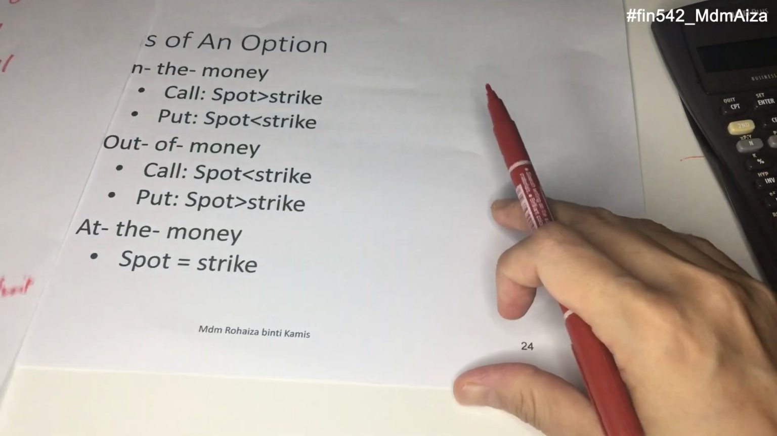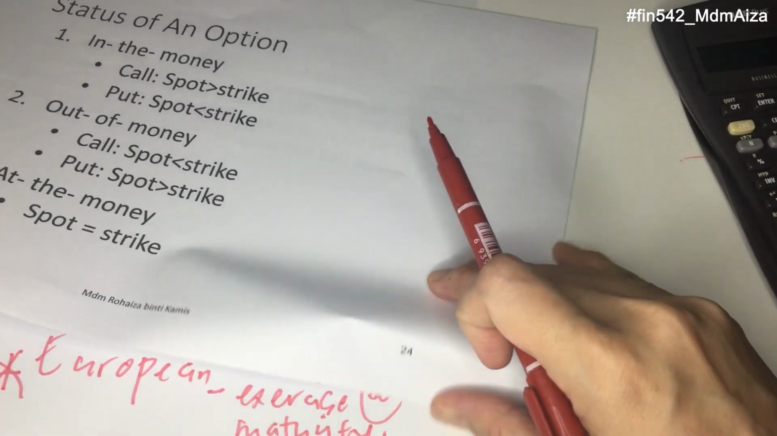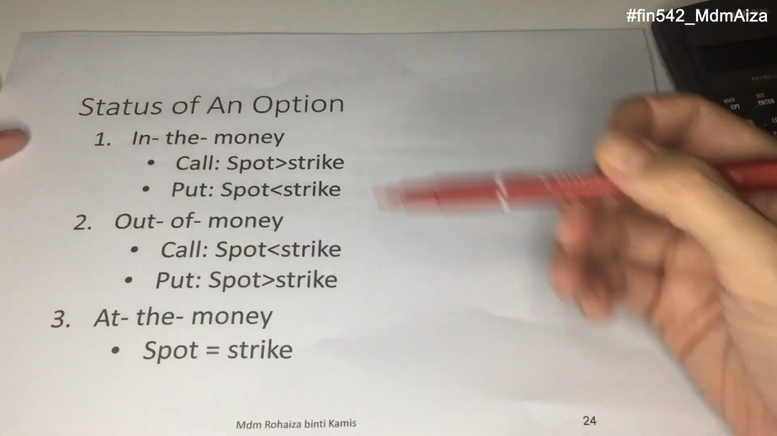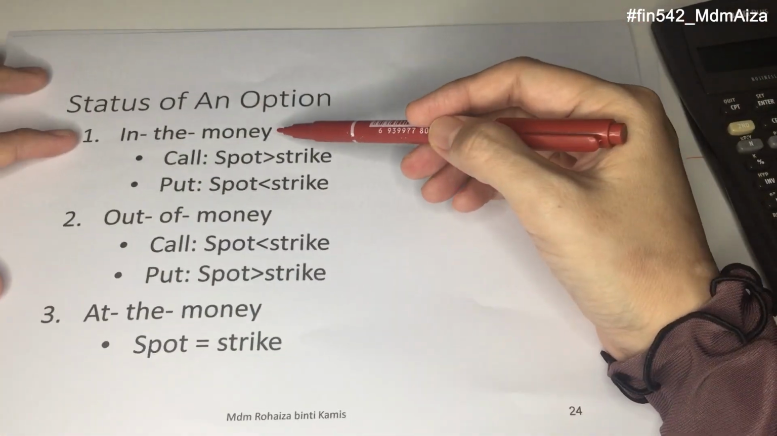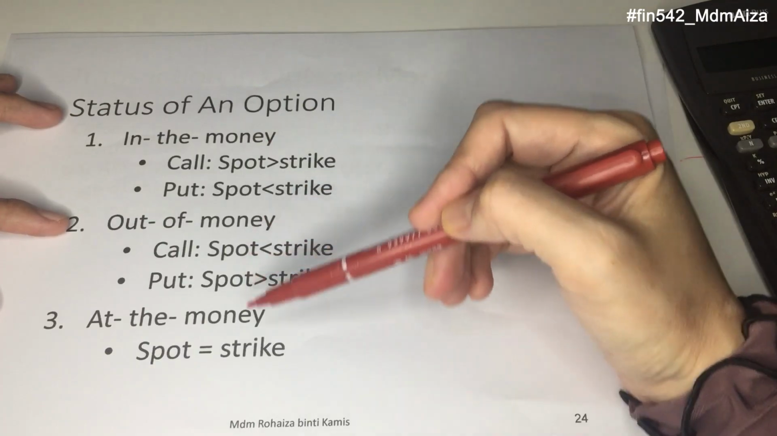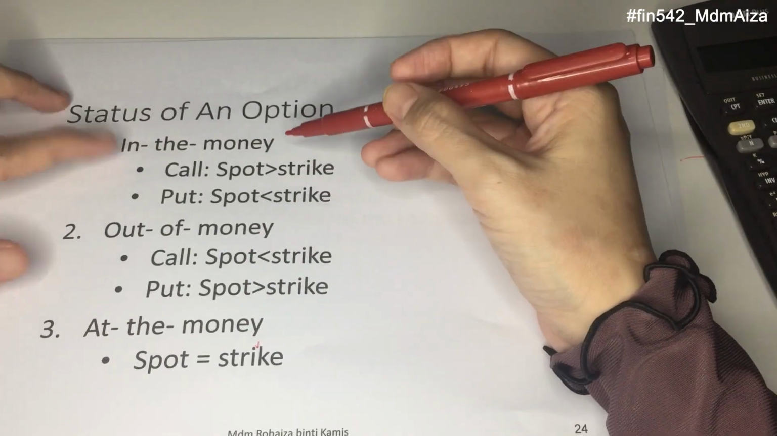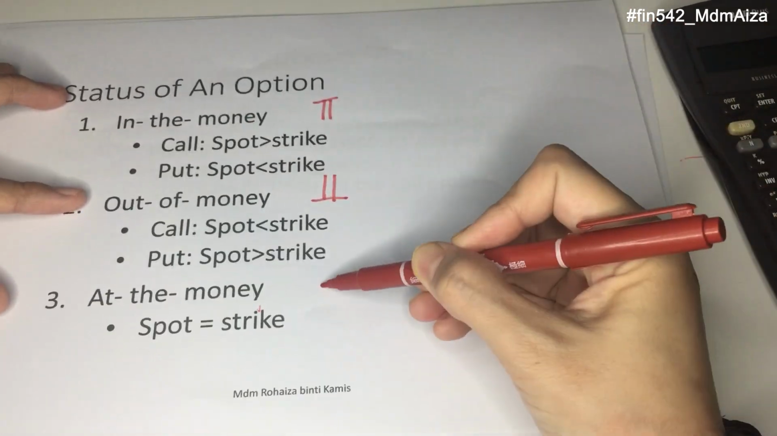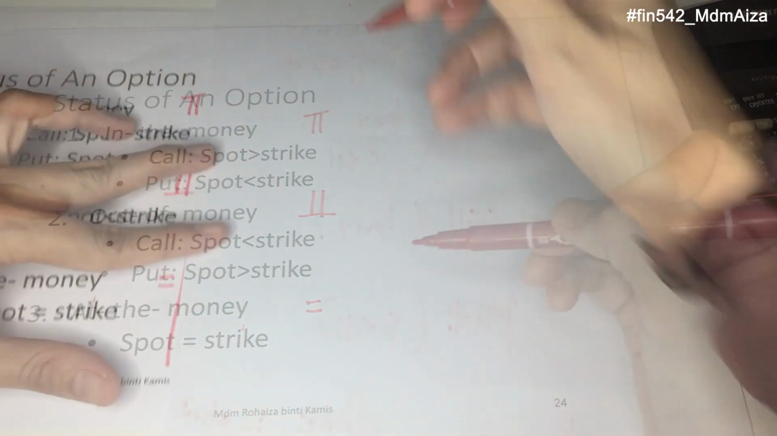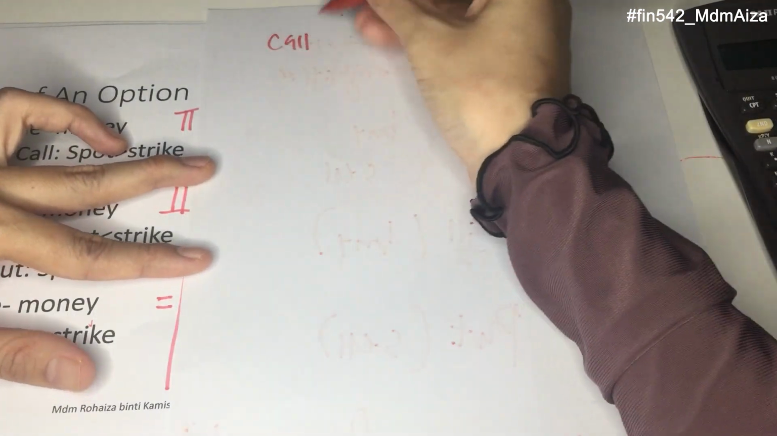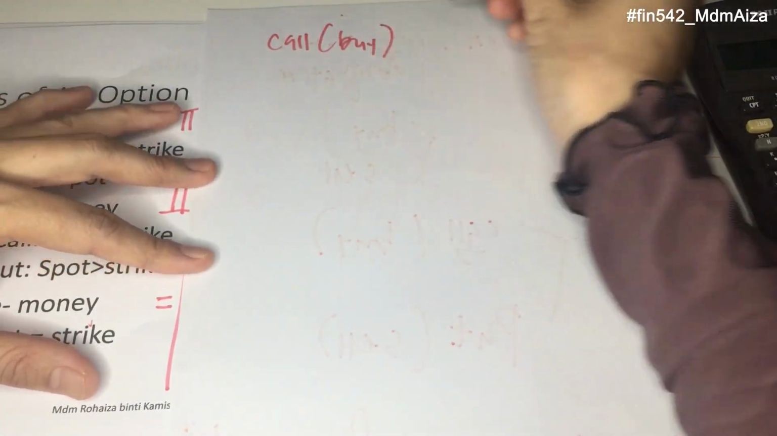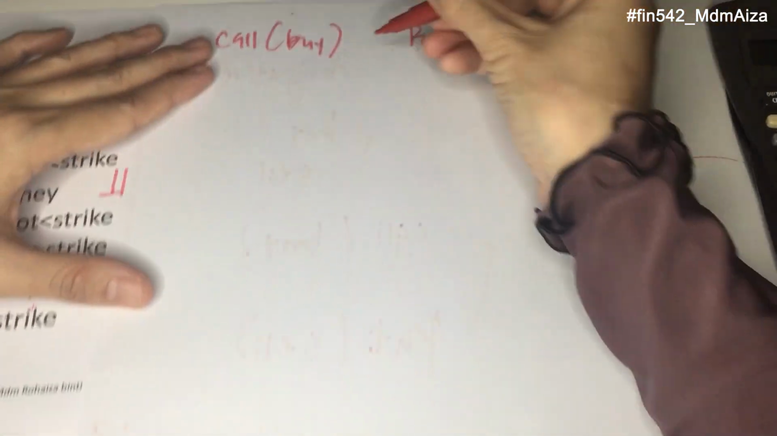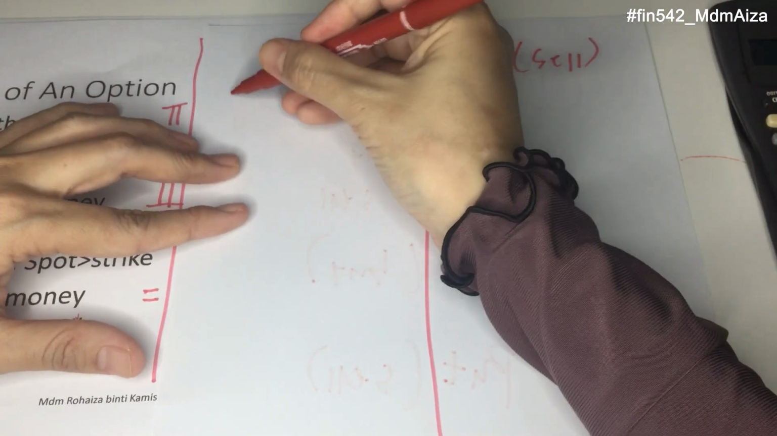Okay guys, so the status of options. We have three statuses: in the money, out of the money, or at the money. What does in the money mean? In means profit, out means loss, at means break even. Call for buy, put for sell.